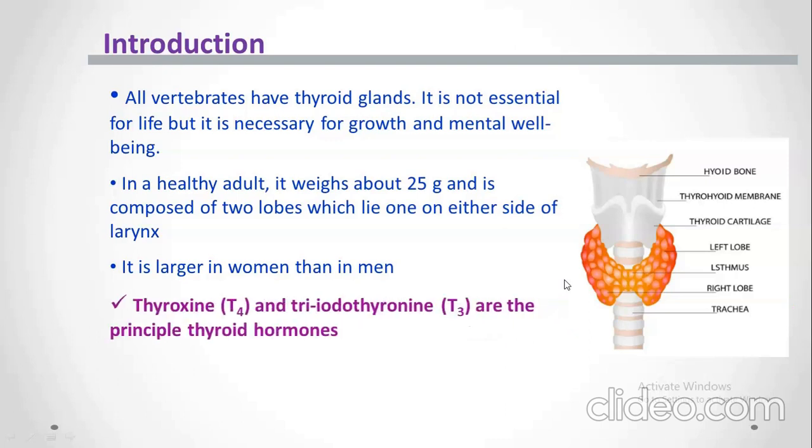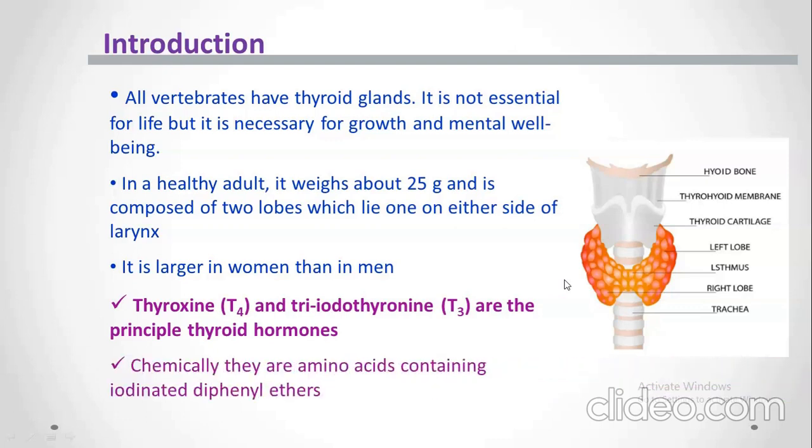Thyroxine, that is T4, and triiodothyronine, that is T3, are the principal thyroid hormones. Chemically, they are amino acids containing iodinated diphenyl ethers. Triiodothyronine is more active than thyroxine.